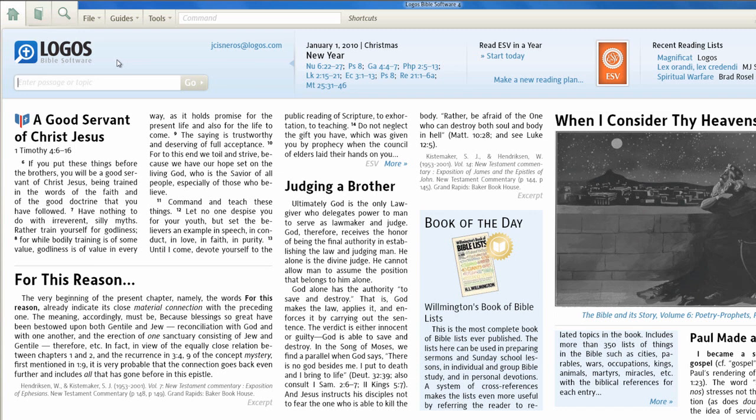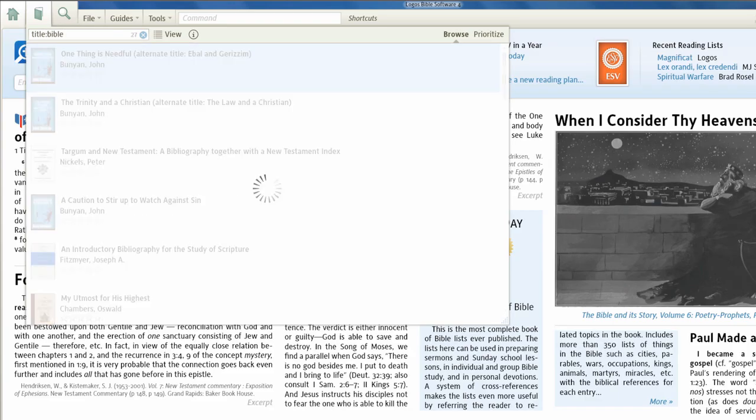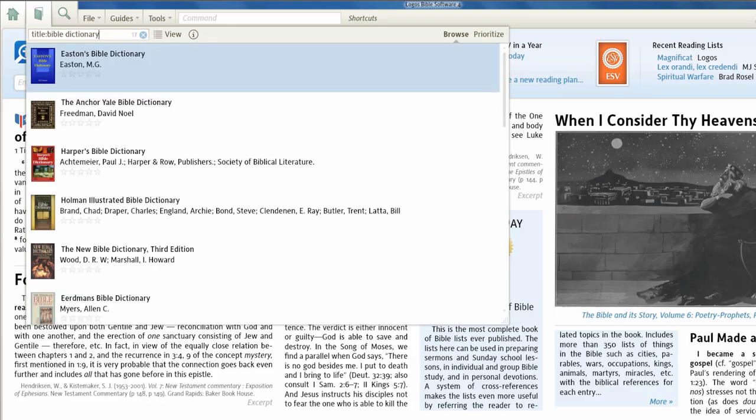First way we can access one is to go up to Library and type into the find box title, and Bible Dictionary. And what this does is it searches for every resource that has the words Bible and dictionary in its title. Now, notice here we have 17 results back for this.